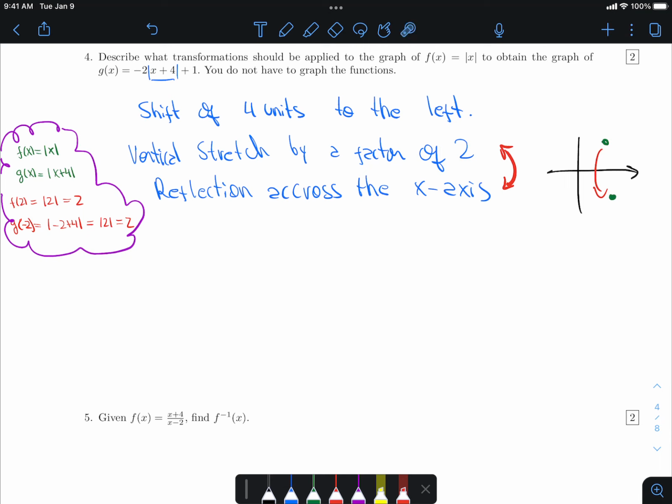And then the last transformation that we need to take care of is this plus 1 outside. So it is a shift of 1 unit upward. Again, it's upward because it's happening outside of the absolute value. Anything that happens inside of the original absolute value function is left or right, or horizontal stretch or shrink. Anything that happens outside is up or down, or vertical stretch or shrink.